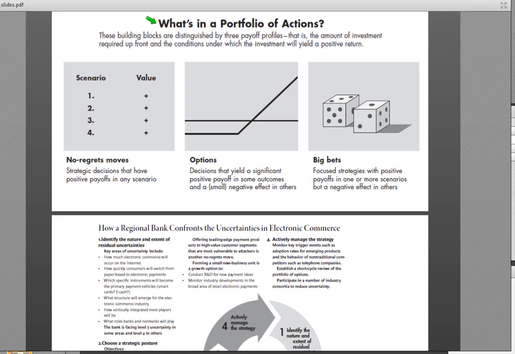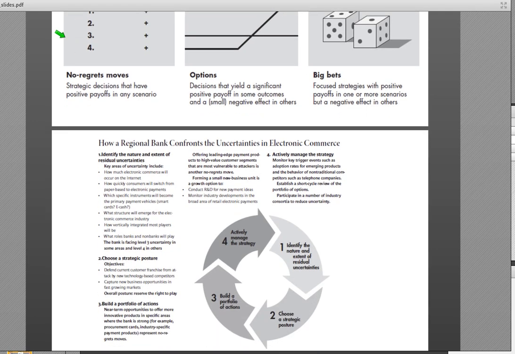So a portfolio of actions then really is a collection of building blocks that takes these kinds of actions and blends them together based on this uncertainty and the posture that I've taken. And so I can create multiple actions or decisions in my overall course of action. The example that they offer, and I'm not going to read all this to you, is that a regional bank is confronting uncertainties in electronic commerce, and does their little strategic analysis according to that model. They identify the nature and the extent of uncertainties. They choose a posture. They build a portfolio of actions, and then they actively manage that. And then as the environment starts to change and information comes back on how well they're doing, they can adjust their decisions. They can add or subtract activities in that portfolio of actions. And now what they've done is they've applied this particular model.